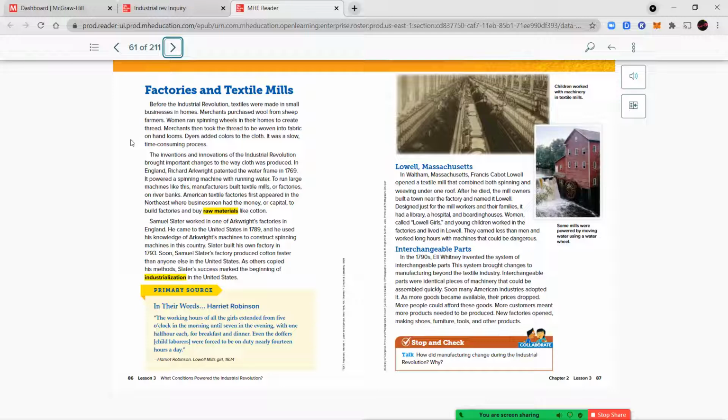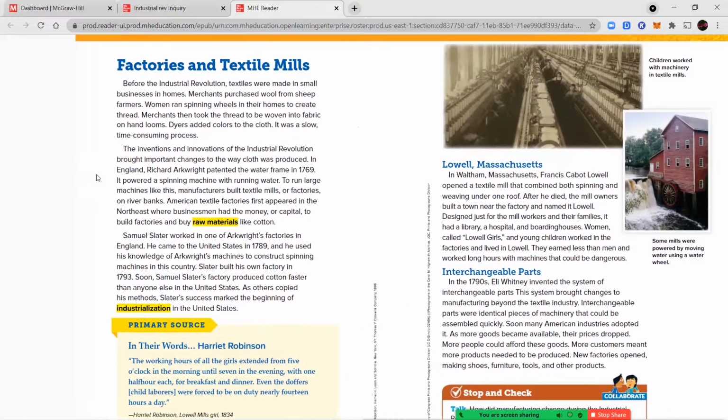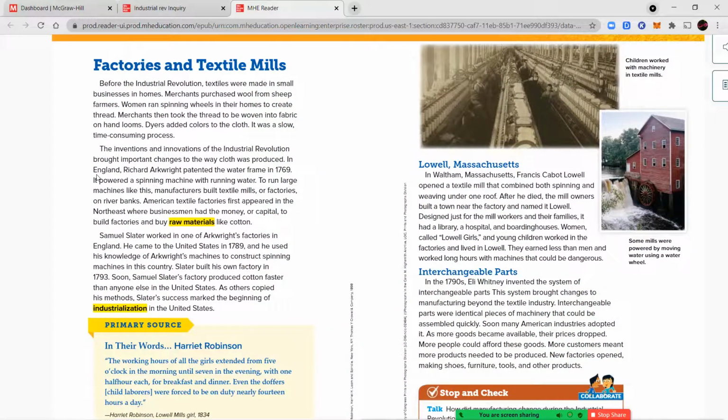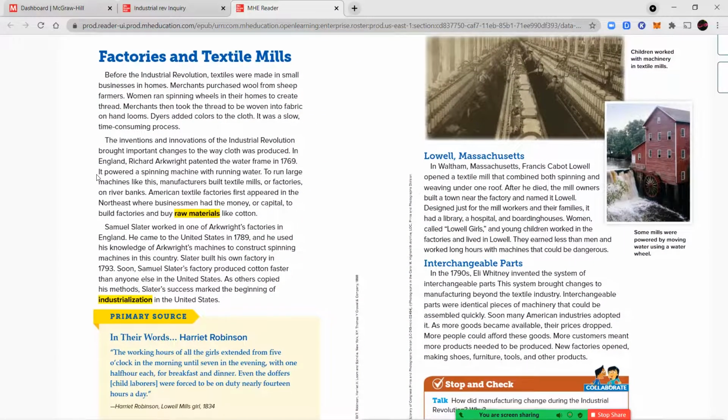Factories and textile mills. Before the Industrial Revolution, textiles were made in small businesses in homes. Merchants purchased wool from sheep farmers. Women ran spinning wheels in their homes to create thread. Merchants then took the thread to be woven into fabric on hand looms. Dyers added colors to the cloth. It was a slow, time-consuming process.